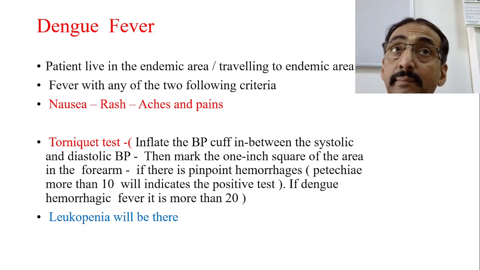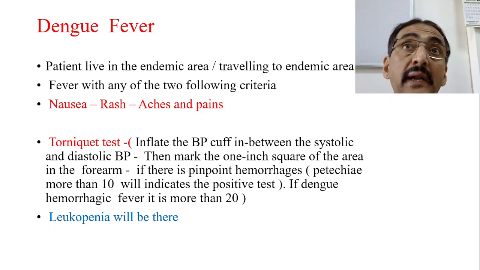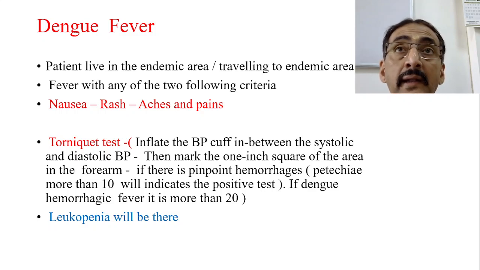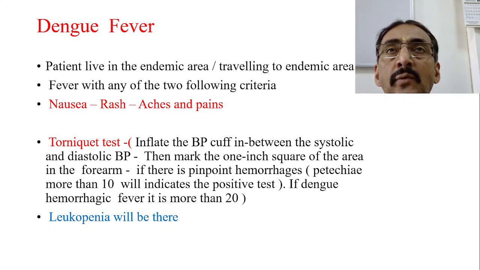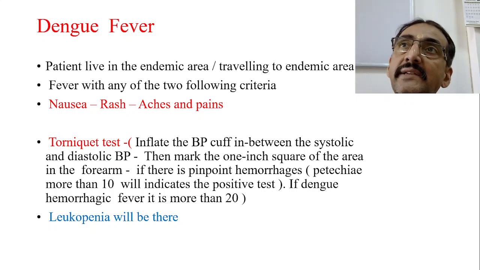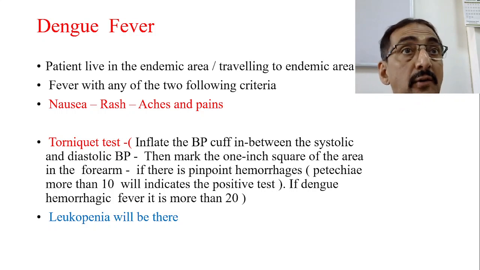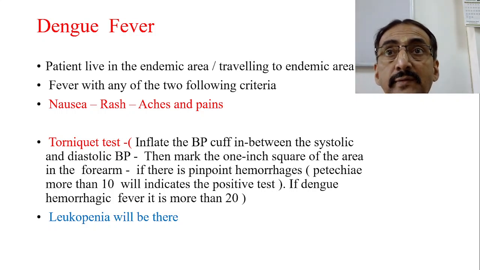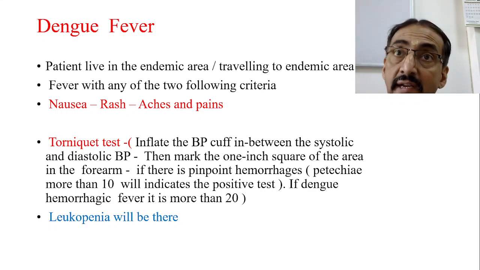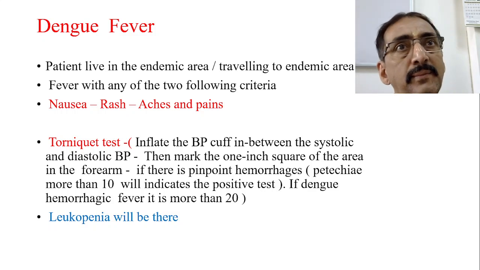And if the pinpoint hemorrhages occurring in 1 square area are more than 20, then definitely the hemorrhage has begun, bleeding has started. So the tourniquet test is quite useful to identify dengue fever at the earliest, and also to identify the complications of dengue fever at the earliest and take appropriate steps. It is a very simple test that you can do at the OPD level.